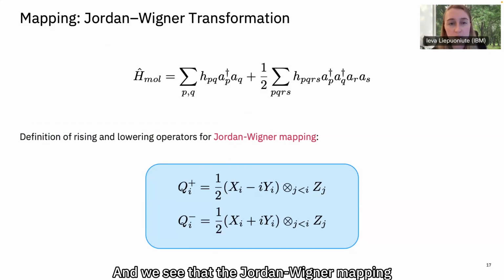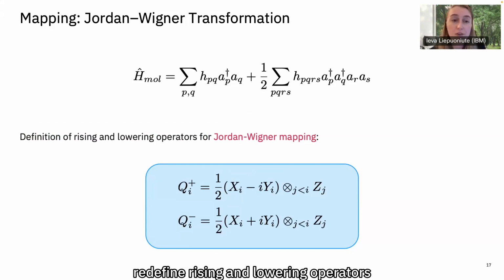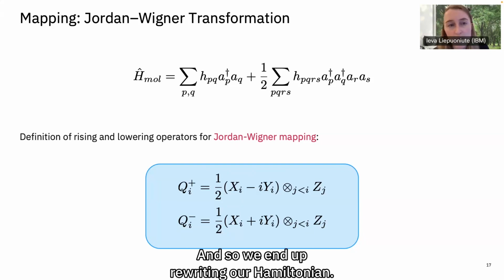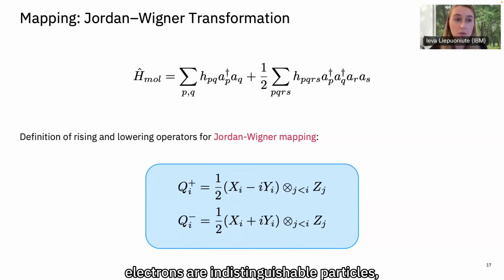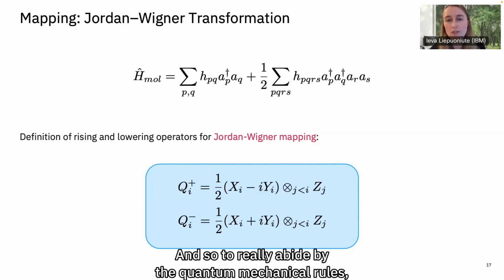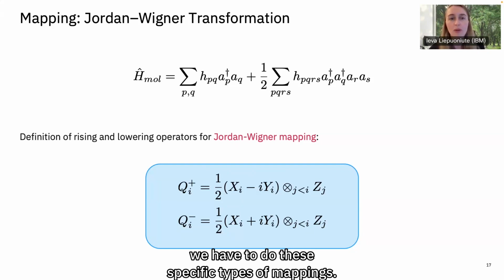And we see that the Jordan-Wigner mapping would redefine raising and lowering operators in terms of Pauli matrices, as shown here. And so we end up rewriting our Hamiltonian. This sort of rewriting is necessary because essentially electrons are indistinguishable particles, whereas qubits are distinguishable. And so to really abide by the quantum mechanical rules, we have to do these specific types of mappings.